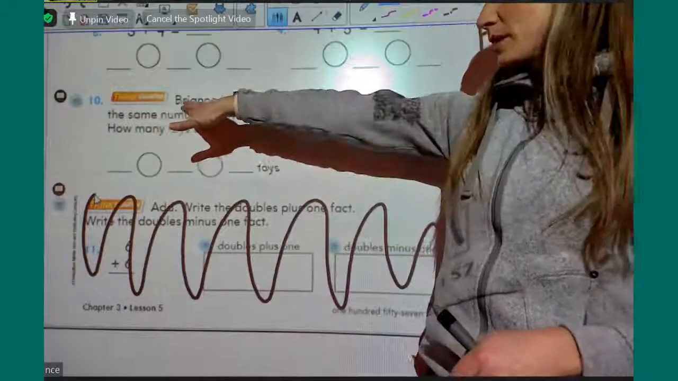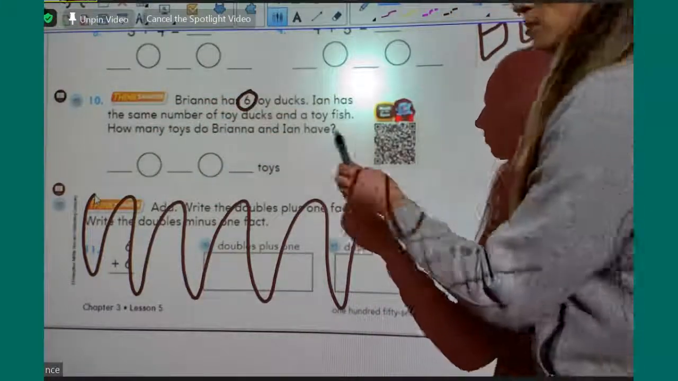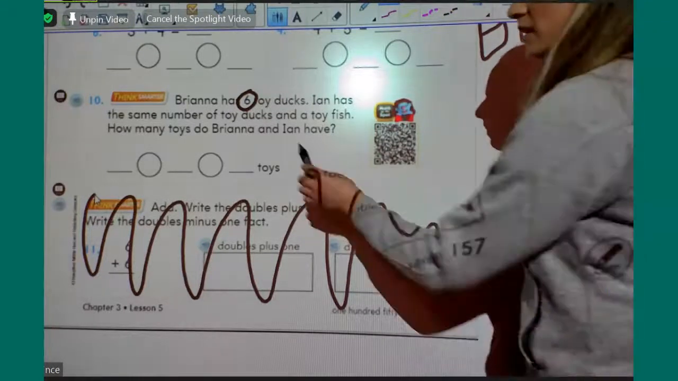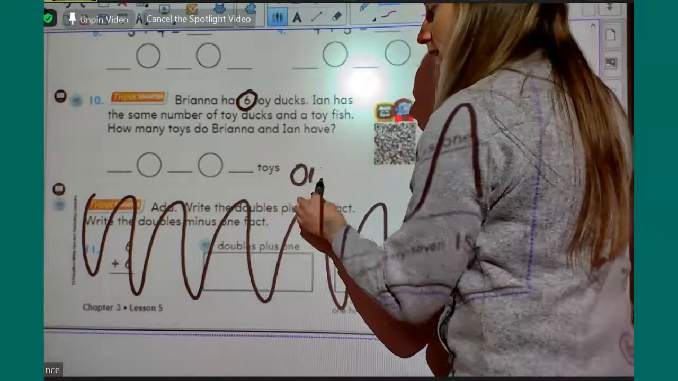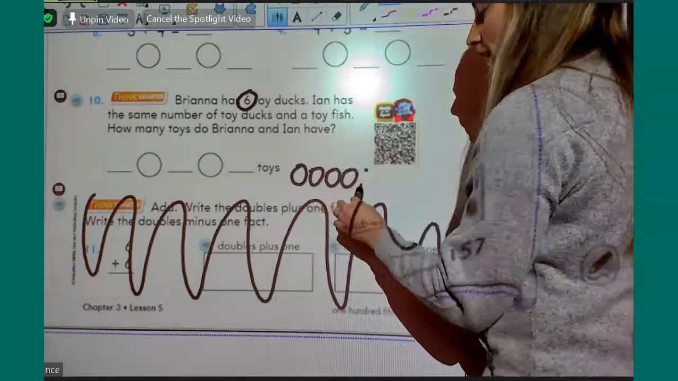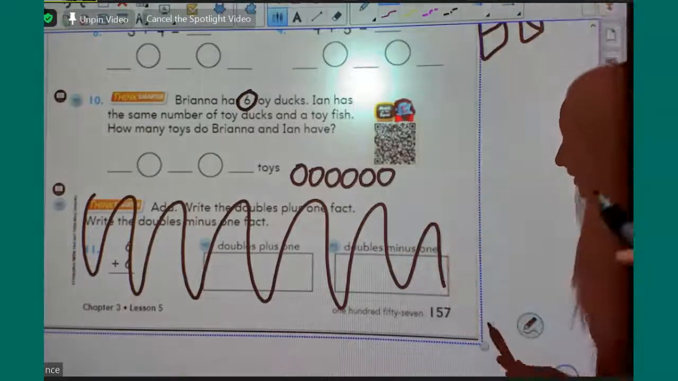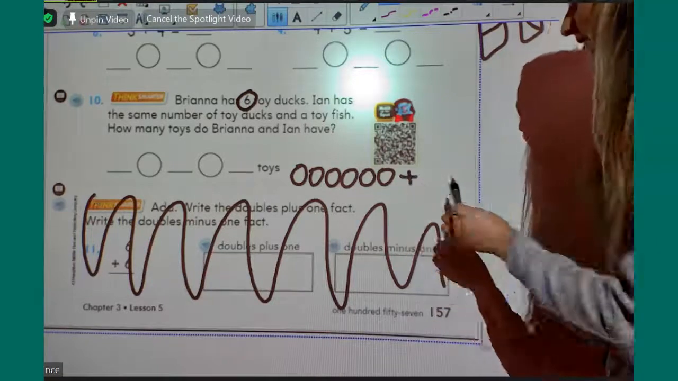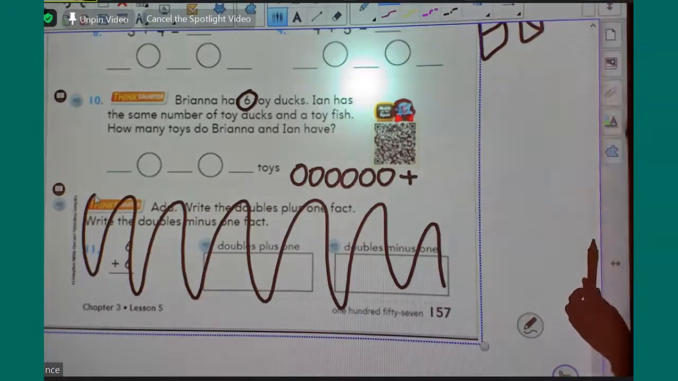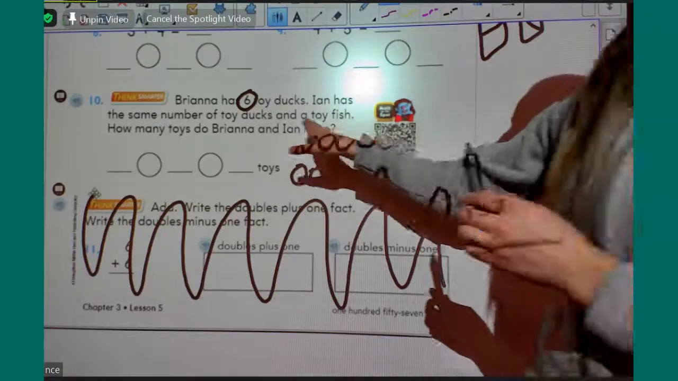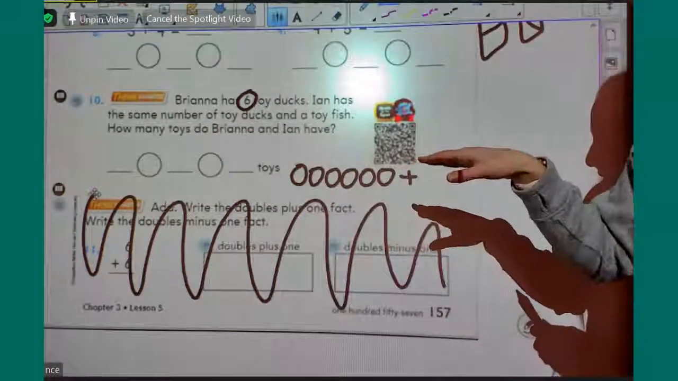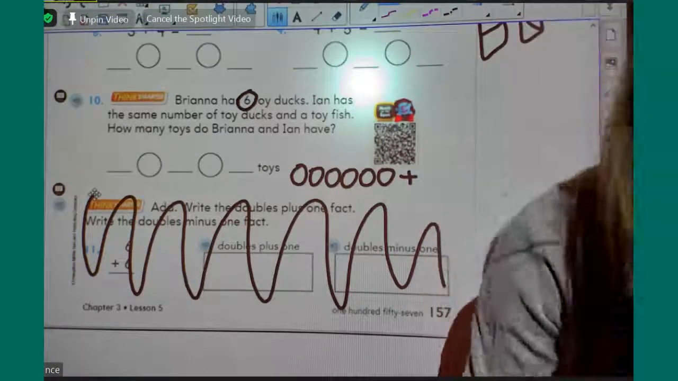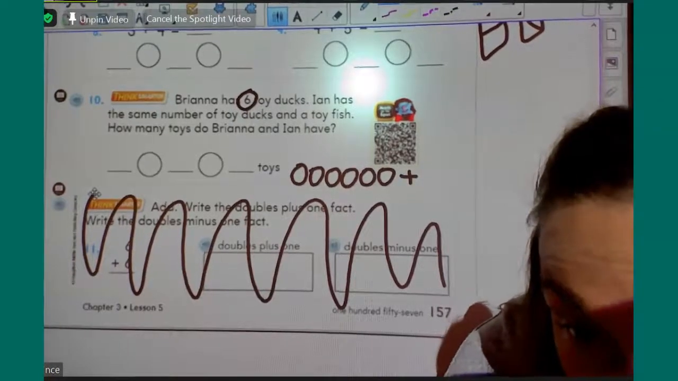So let's start out by drawing Brianna's 6 toy ducks. So let's do what they did and draw the separate dots here and the separate dots here. So for Brianna, 1, 2, 3, 4, 5, 6. Now, we're trying to figure out how many they have all together, so we're going to add them. Okay? Ian has the same number of toy ducks. So if Brianna has 6 and Ian has the same number of toy ducks, how many toy ducks does Ian have, Liam?